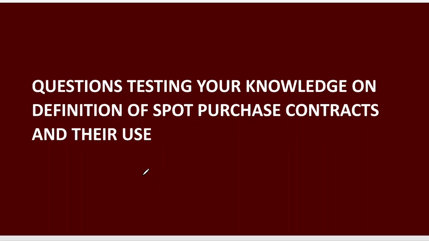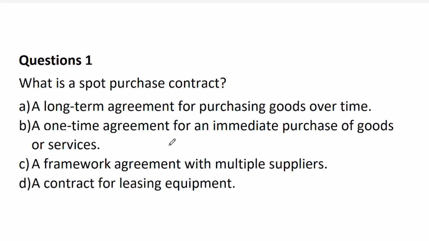Anyway, let's jump into the questions that relate to this particular part, okay? Spot purchase contracts. And so in this case, we're talking about questions testing your knowledge on the definition of spot purchase contracts and pretty much their use, right? So number one, what is a spot purchase contract? First of all, is it a long-term agreement for purchasing goods over time? Spot, so a one-time agreement for an immediate purchase of goods. A framework agreement with multiple suppliers is just a panel agreement. So anyway, a contract for leasing, no, it's a one-time agreement, okay, for an immediate purchase of goods or services.